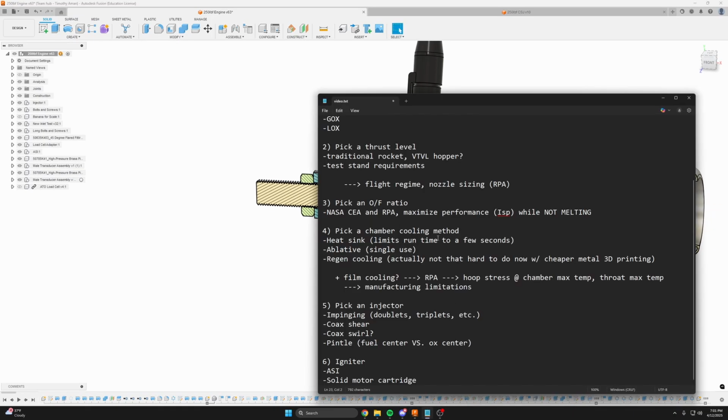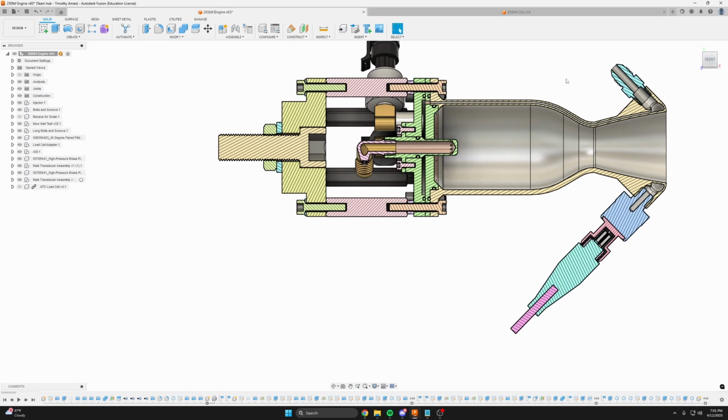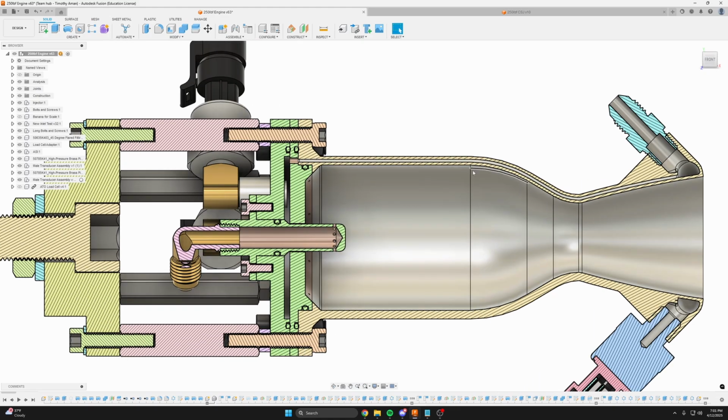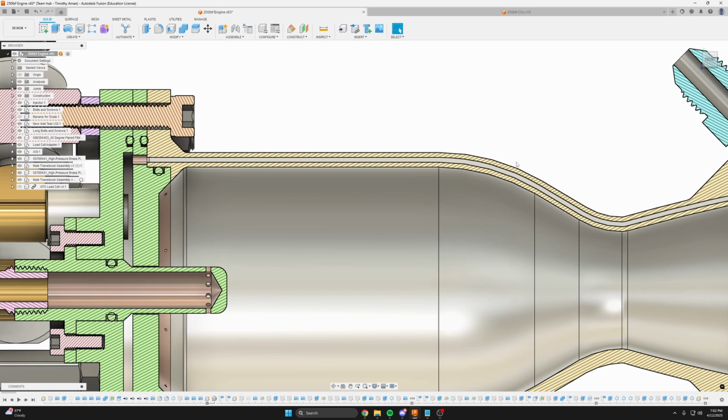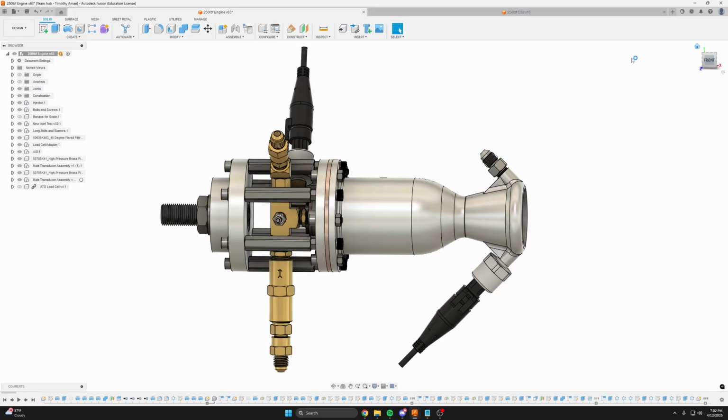There's also ablative chambers. I don't know too much about this, but I do know that you choose some sort of ablative liner that lines your chamber, and especially your throat. Your throat may have a graphite throat insert, like what they use for solid motors as well. But you'll get some erosion of that throat, and of course your ablative liner will ablate away, and so that will limit you to a single use per chamber.